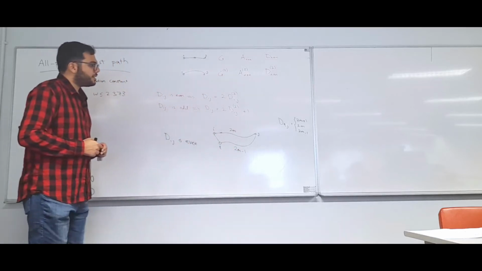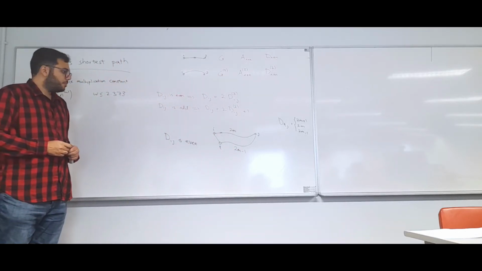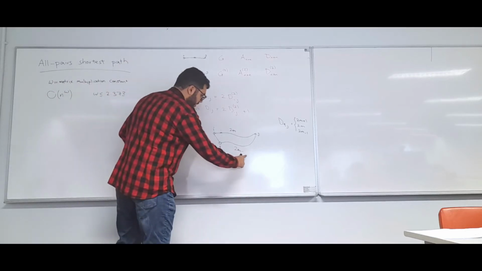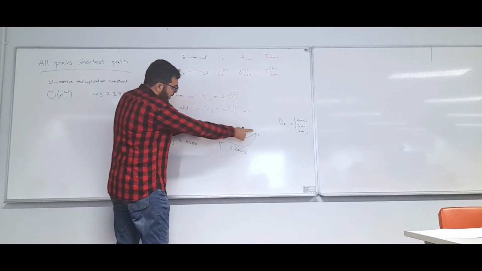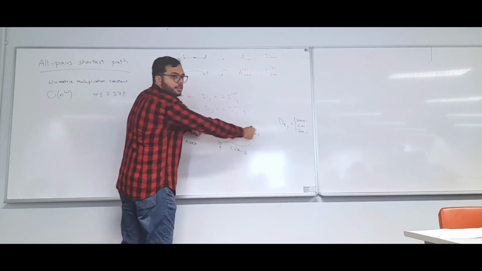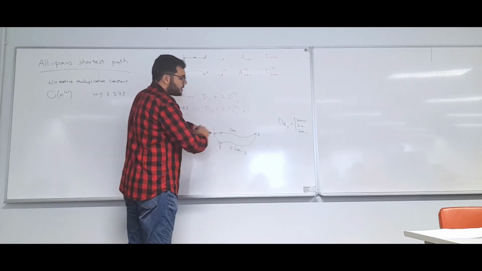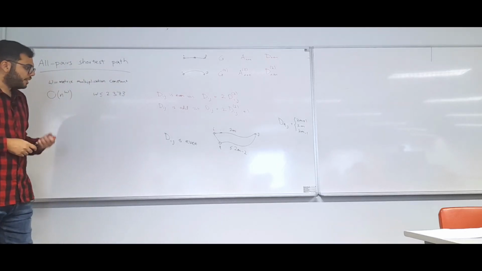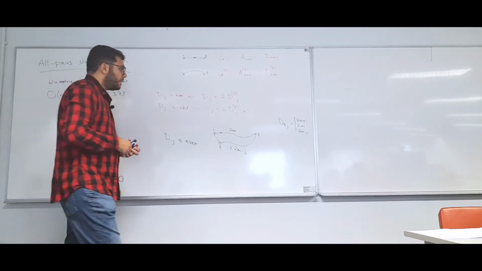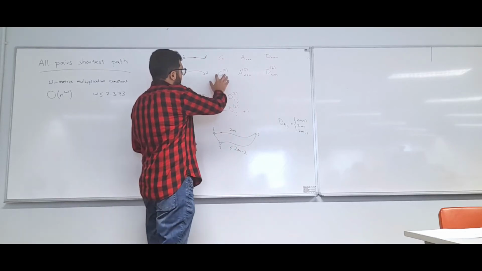But can it be anything smaller than that? No, because if this one was less than or equal to 2m minus 2, then the shortest path from I to j would be to just go to t and then go to j. And that would mean that the shortest path from I to j is not 2m. That's not acceptable to us. Okay. So what can I say about the distance from t to j in the other graph?